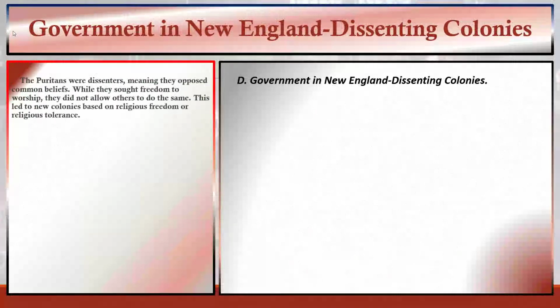Okay, let's get to it. So the Puritans were dissenters, meaning they opposed common beliefs. While they sought freedom to worship, they did not allow others to do the same. This led to new colonies based on religious freedom or religious tolerance. Now that's interesting. So these Puritans who were persecuted, when they got here, they persecuted people who didn't believe in them. That's kind of hypocritical.